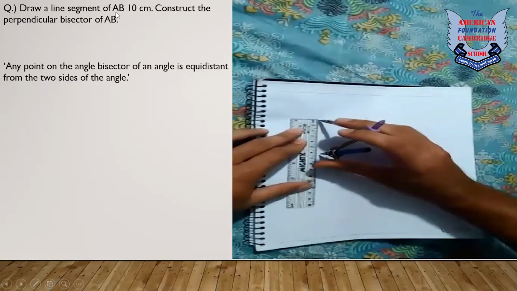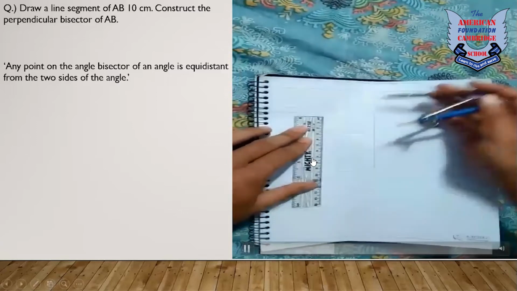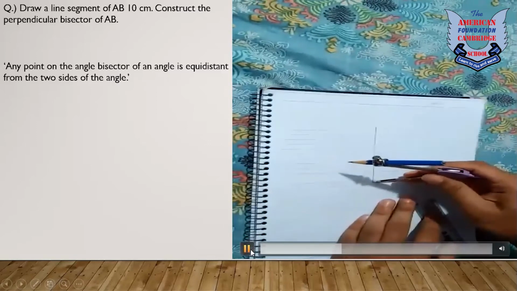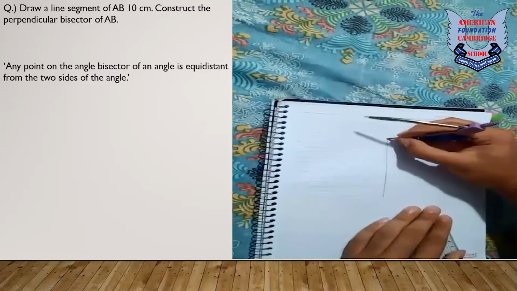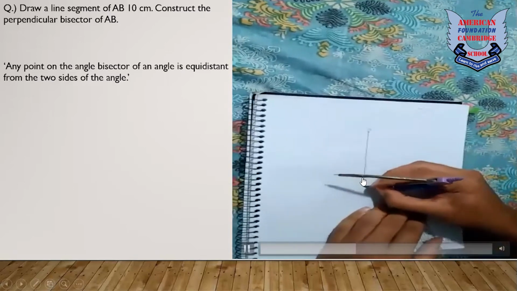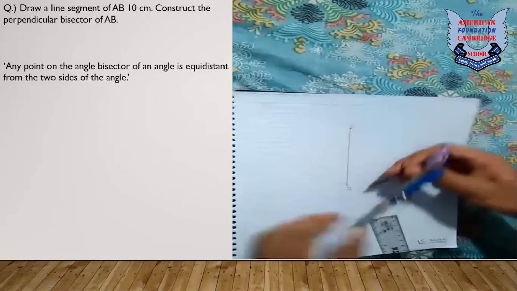That means you'll open the compass's mouth to around 6 centimeters, one or 1.5 more than the half of the line segment. Half of the line segment will be 5 centimeters, and you'll open the compass to exactly 1 centimeter above, or 1.5 centimeters above. That means you'll open the compass till 6 centimeters. Like this. You'll make an arc first from point A. You'll write point A and point B, the 2 points of the line segment.